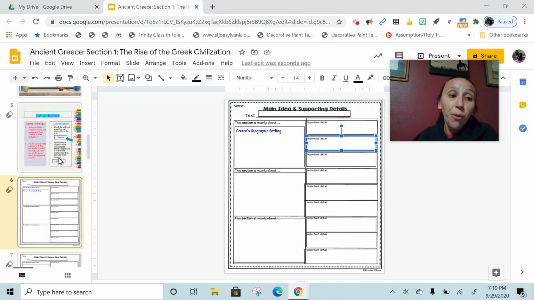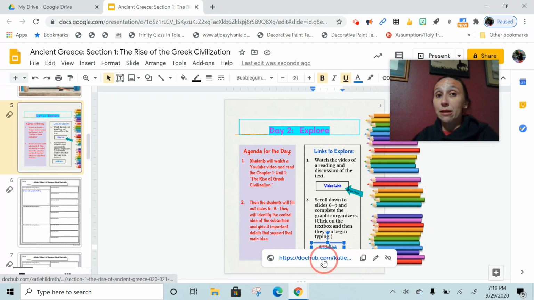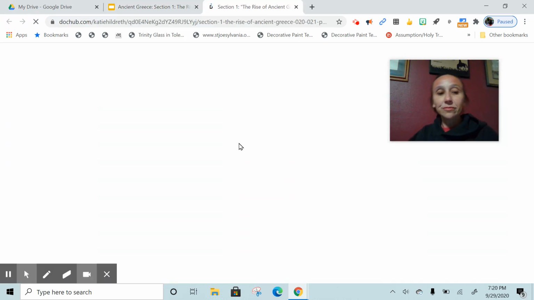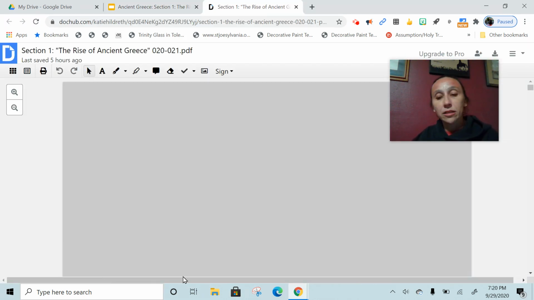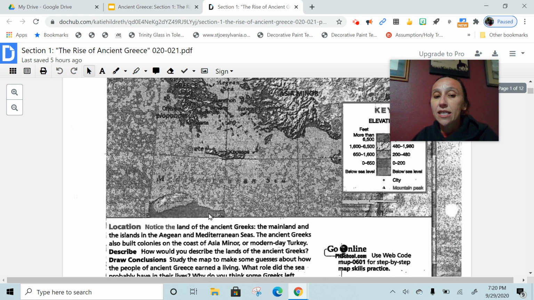Okay, so I'm going to go back up to my slide 5, and it says article link. So I'm going to click on it, and hopefully it'll take me to DocHub. Okay, it'll take a minute to load. Great, it loaded quick today. So if you look, this is the actual subsection that I would give you in a paper copy format, but we're going to do it digitally.